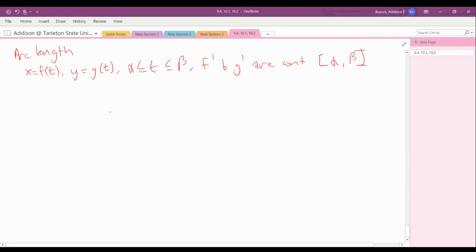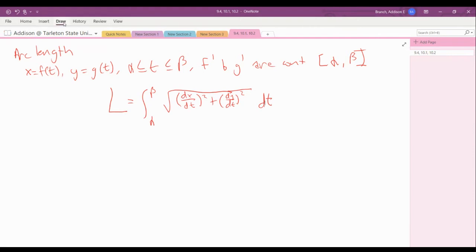So the formula for this is going to be your arc length is equal to the integral from alpha to beta of the square root of dx over dt squared plus dy over dt squared dt. So let me see. To save time, we're just going to do just the setup for this one instead of solving the full thing.